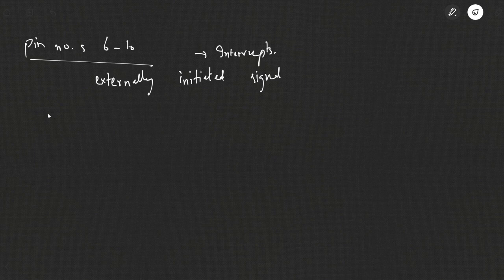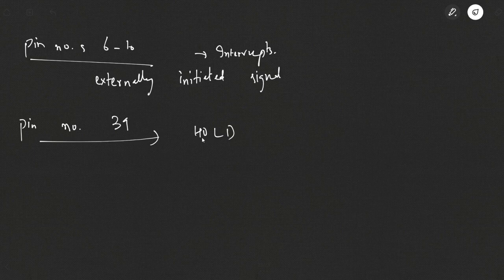That's pin number 6 to 10. These are interrupts. They have priorities. We'll be discussing that. Then you have pin number 39. Pin number 39, it's the hold.